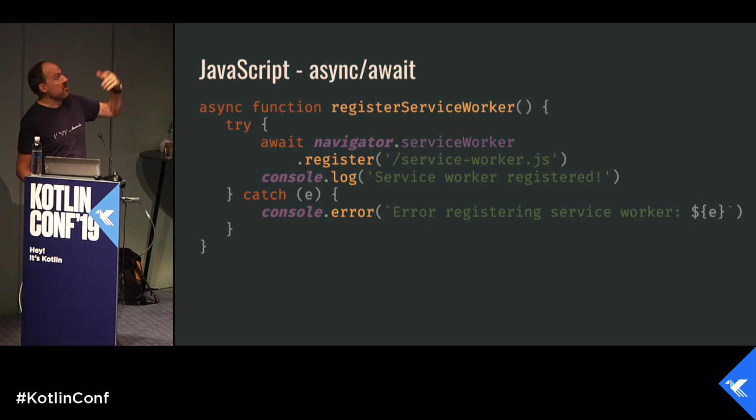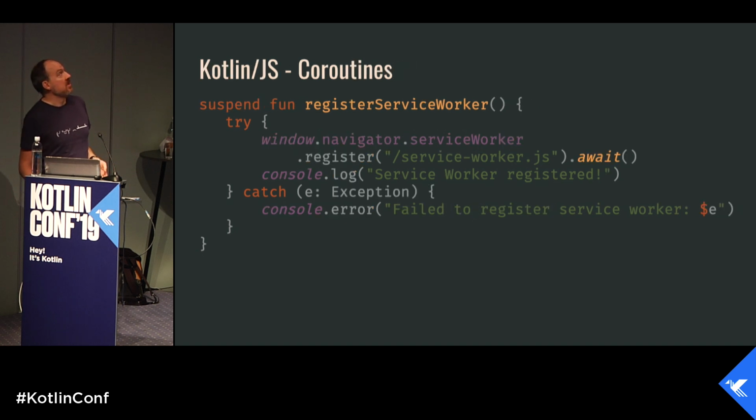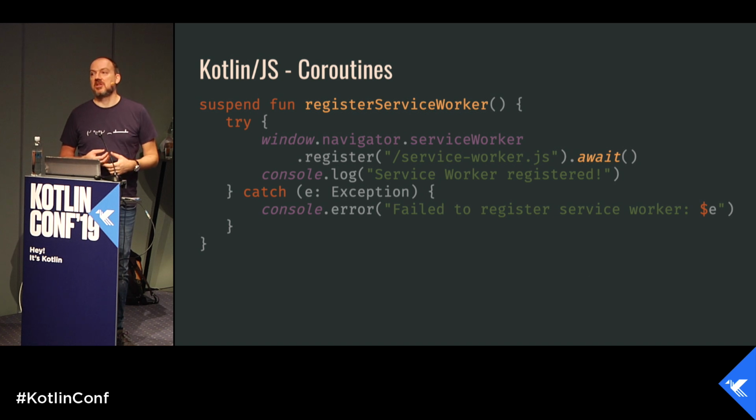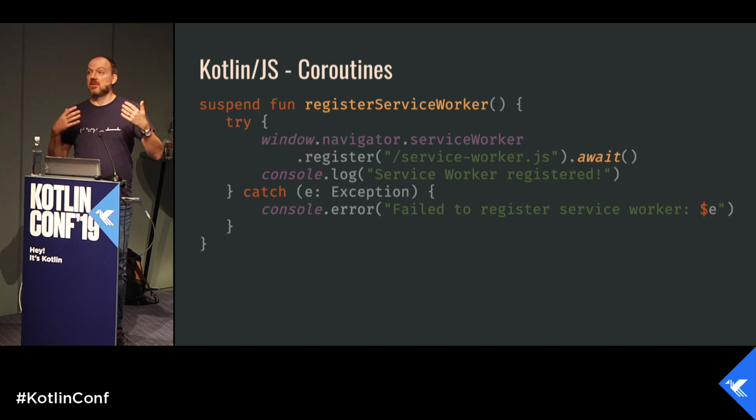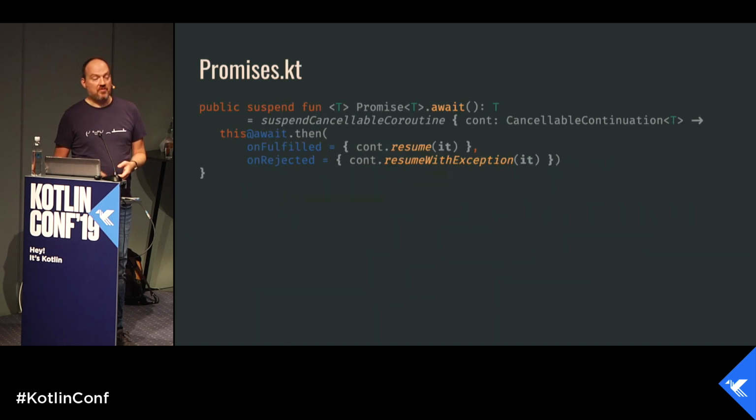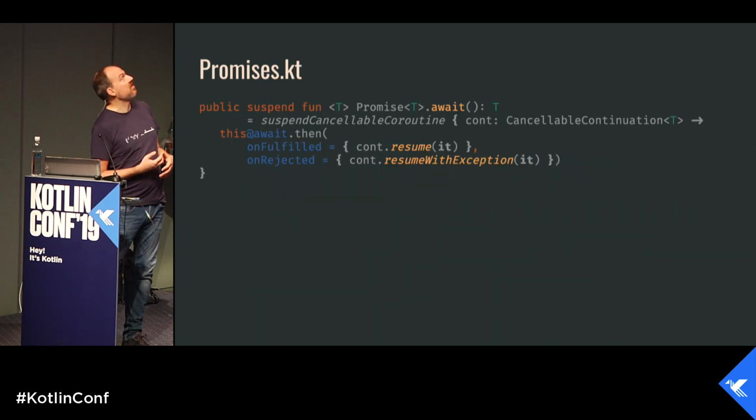And you can catch exceptions and stuff like that. So it's pretty much the same thing that we do with suspend functions and coroutines. So there is an await function that is an extension function on Promise in the Kotlin.js world. We just define our function as suspend, and you get the exact same result. The extension function in Kotlin.js looks like this.